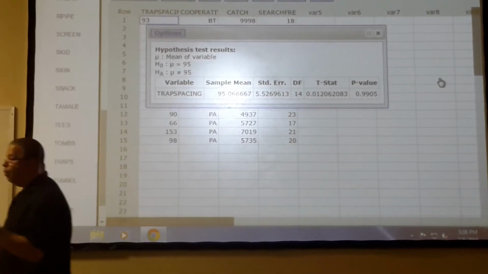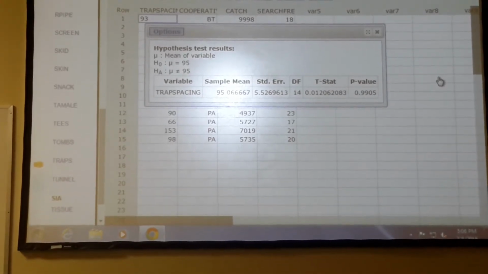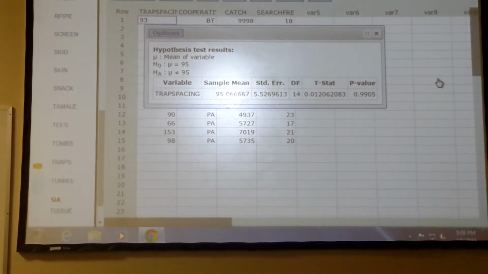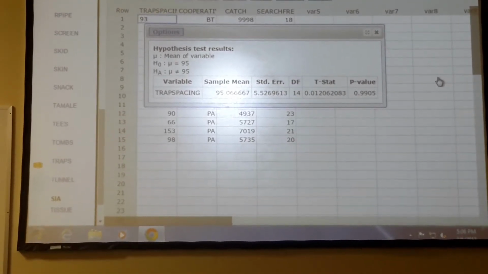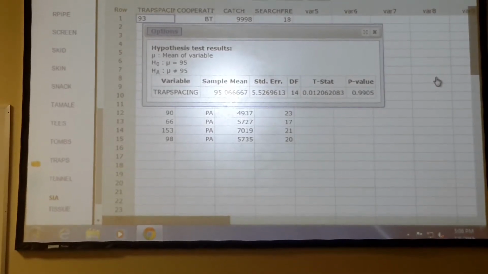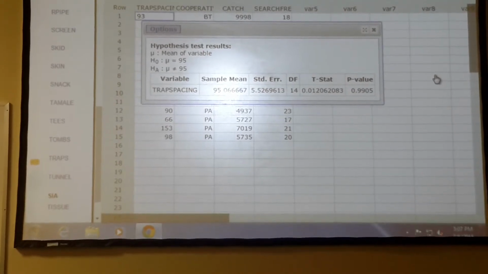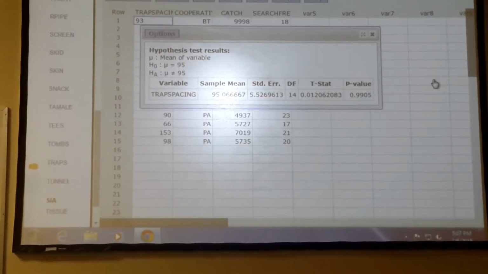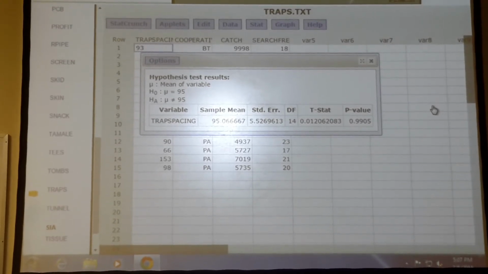So here, with that p-value being greater than 0.05, we would not reject the null, or fail to reject the null. We definitely haven't proven that for this company they do have exactly 95 meters on average between all of their traps, but we definitely have failed to prove that it's not 95.